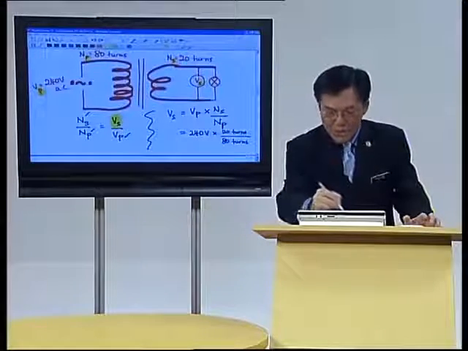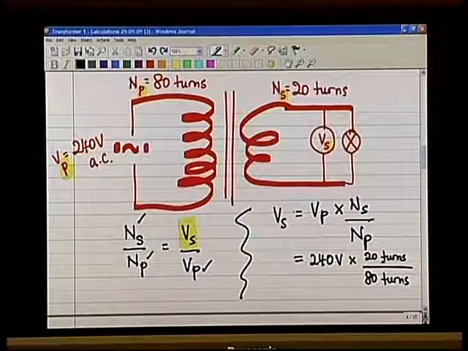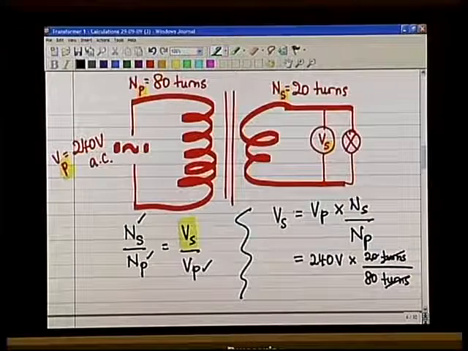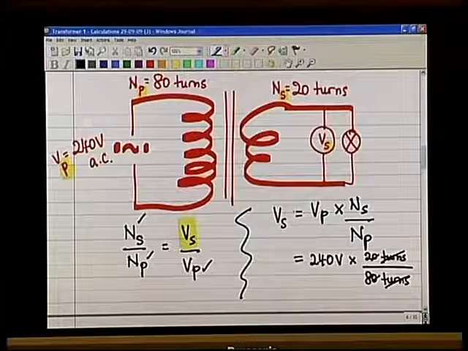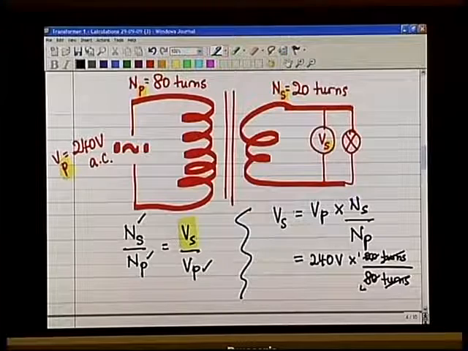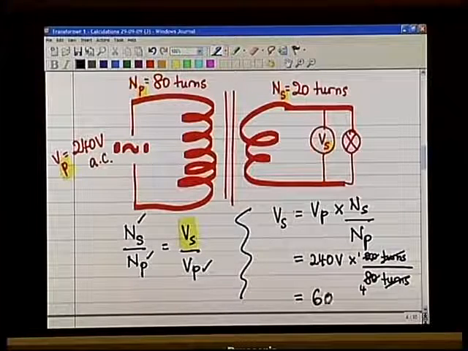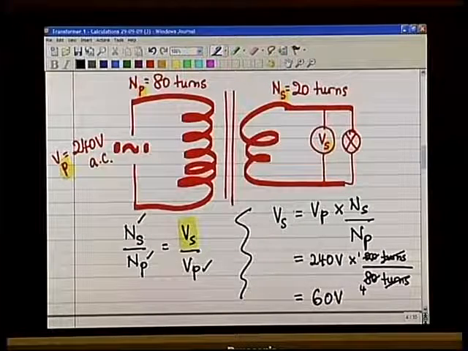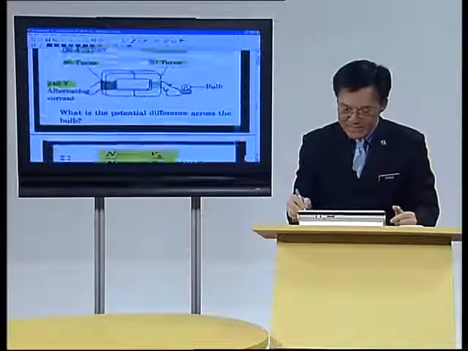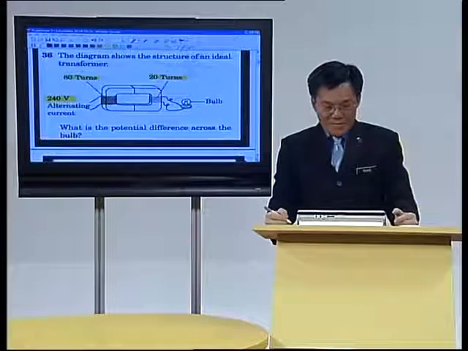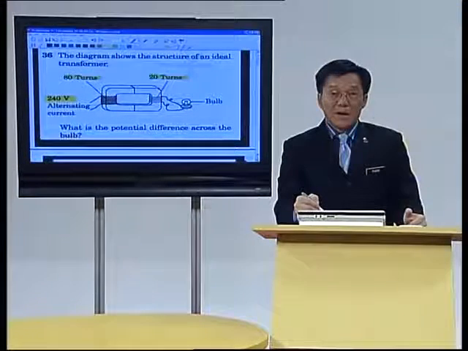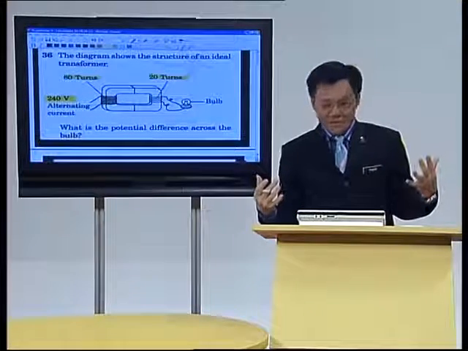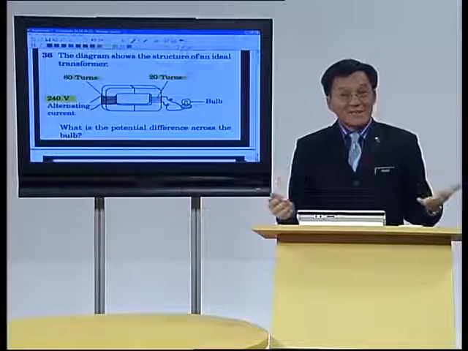Alright? So, what I do now is, you see, the turns, I cancel it off. Now, this is very simple. You can use your calculator. I do manual. So, the answer I get is 60 volts. So, in short, if I go back to the original diagram, what is the potential difference across the bulb? This diagram is not as clear as the diagram that I have just given to you. So the answer is 60 volts.